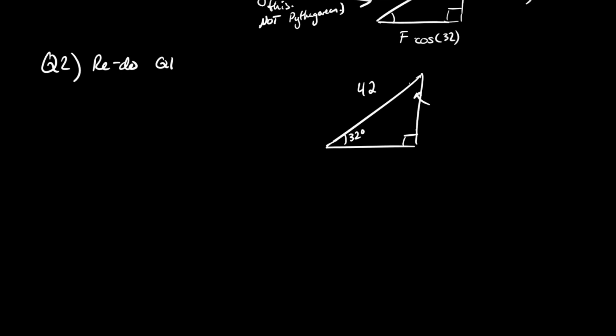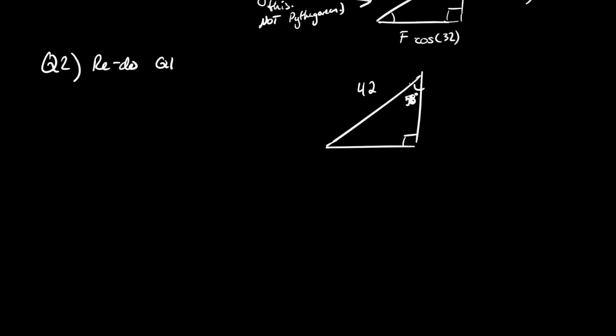So first off, let's find out how big this angle is. The angles inside a triangle should add up to 180 degrees. That's just a theorem from geometry. So this angle and this angle had better add up to 90. That way, this 90 degrees brings it to 180 total. So this angle right here is of size 90 minus 32, which is 58 degrees. So we're going to clean up our triangle and write that in.